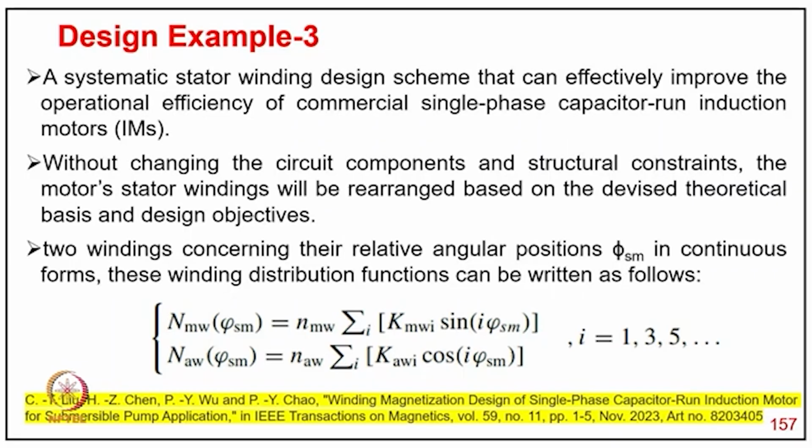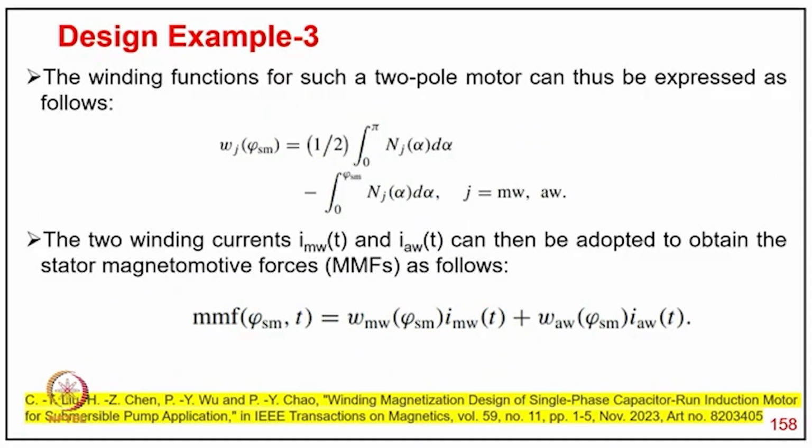Those winding distribution functions can be written as follows: the main winding function and the auxiliary winding function, as a summation of K and typically winding 5 sin ISM, and similarly for all harmonics 1, 3, 5, and similarly Ki auxiliary winding cos ISM. From this reference, the winding functions for such a two-pole motor can be expressed as follows: omega j as a half, equal to 0 to pi, I alpha d alpha, and minus 0 to pi, j alpha d alpha, where j equals MW and AW, main winding and auxiliary winding.